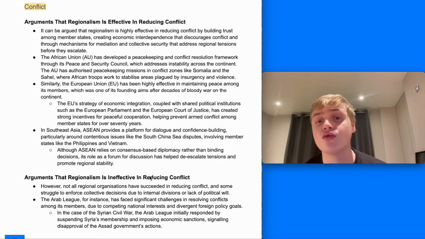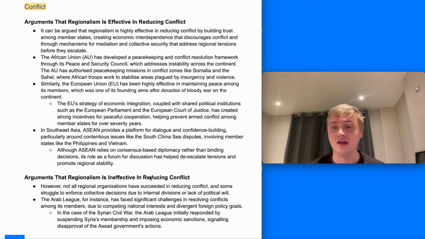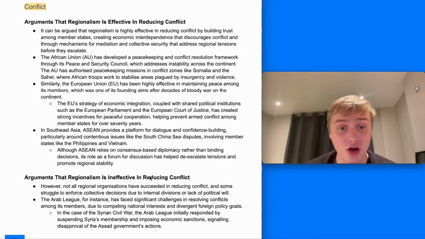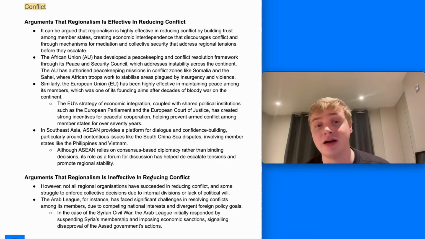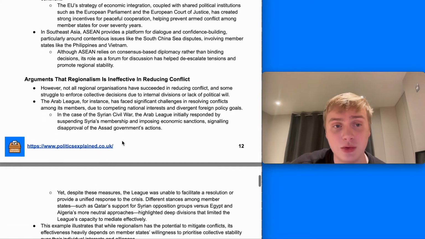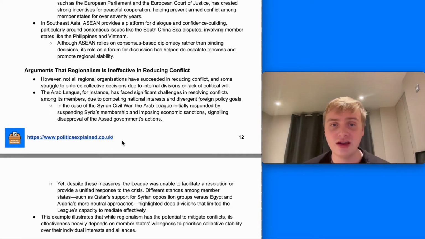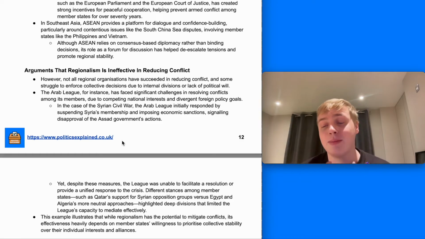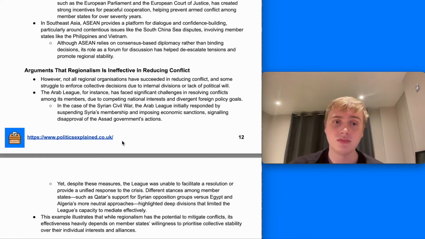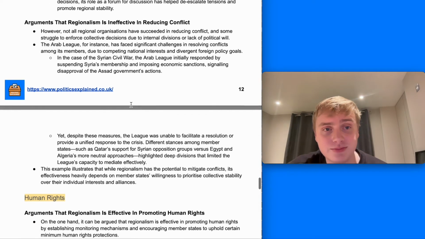Similarly, the EU has been really effective in maintaining peace among its member states, which is really one of the founding aims, creating interdependence between France and Germany especially, so there's less likely to be war within Europe. And there hasn't been a war among EU member states since World War II. And in Southeast Asia, ASEAN provides a platform for dialogue and confidence building, particularly around contentious issues. And by providing that dialogue through a regional organisation, things are more likely to be resolved diplomatically rather than leading to escalation and conflict.